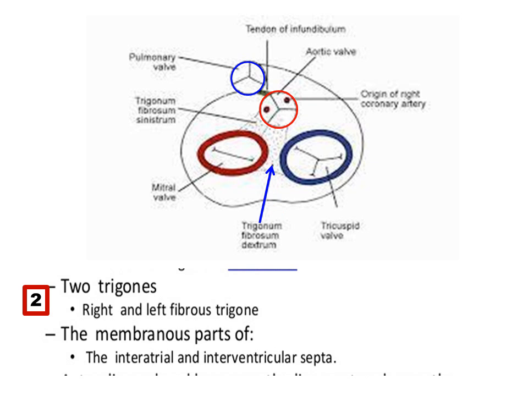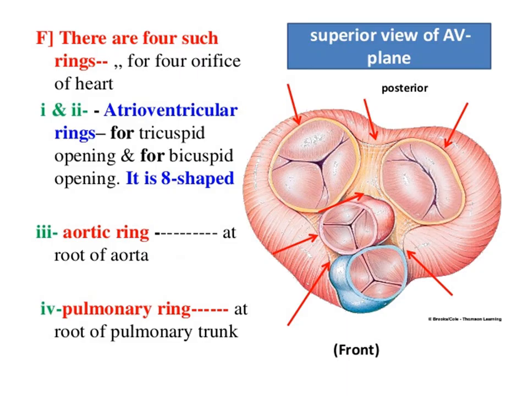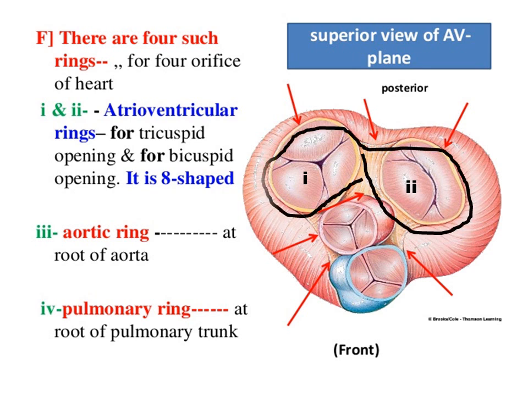Trigonum fibrosum dextrum, that is the right fibrous trigone. Trigonum fibrosum sinistrum, that is the left fibrous trigone. The membranous part of interatrial and interventricular septum. The four such rings are four orifices of the heart. Atrioventricular rings for the tricuspid opening and for the bicuspid opening, which almost resembles an H shape. The aortic ring is present at the root of the aorta, the pulmonary ring present at the root of the pulmonary trunk.